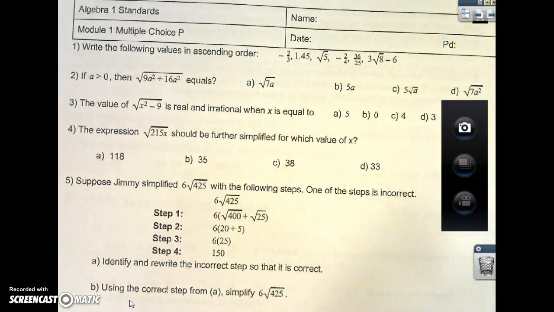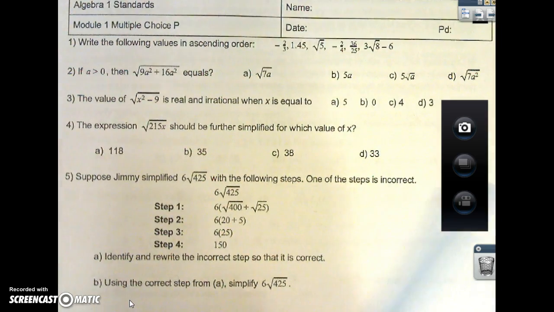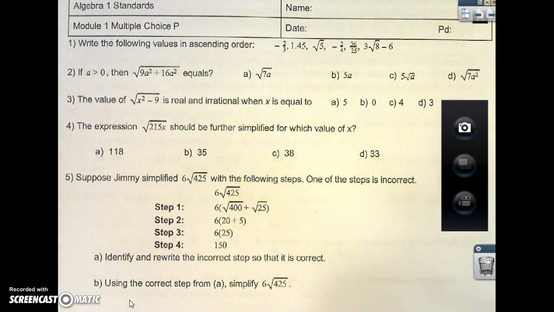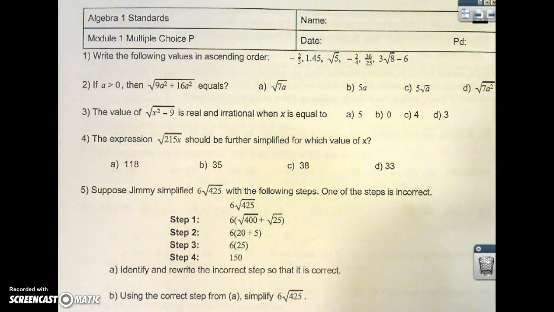Okay, ladies and gentlemen, this is going to be something a little bit new for you. What we have here for you is a Module 1 multiple choice practice. And what you're going to see here is a lot of questions. Now, I need to fair warn you, so please hear me out. The information on this sheet, a lot of it is more difficult, and you might not get it at first, and that's okay.